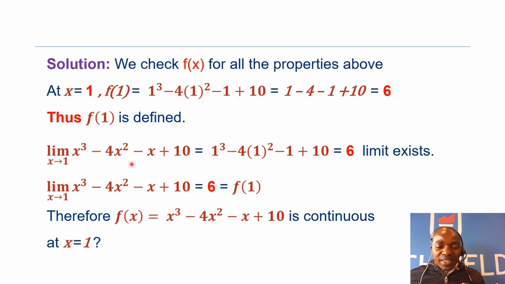Now we check for the third property, which is that the limit of the function should be equal to f(1). The limit of our function where x approaches 1 is equal to 6, which is equal to f(1). So since the limit of our function where x approaches 1 is equal to 6, and f(1) is also equal to 6, we can conclude that the function f(x) = x cubed minus 4x squared minus x plus 10 is continuous at the point x equals 1.